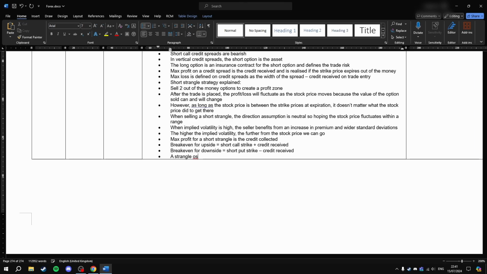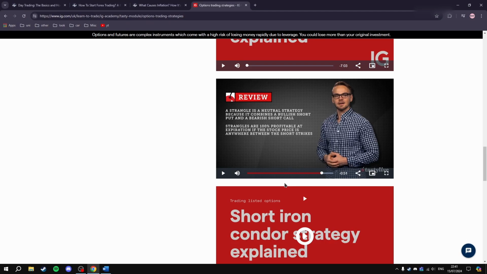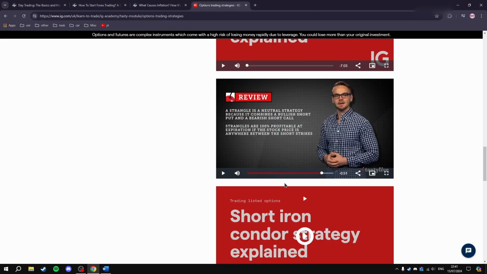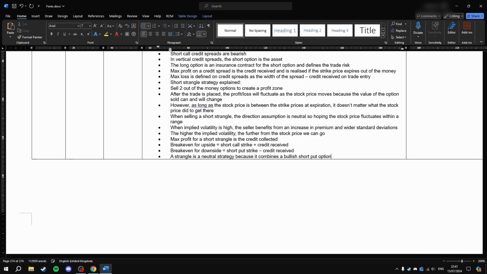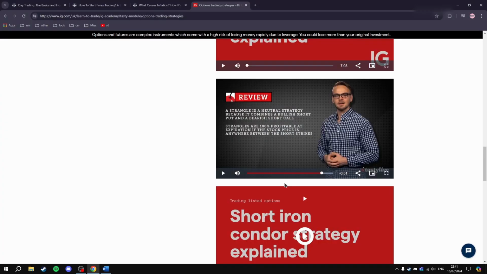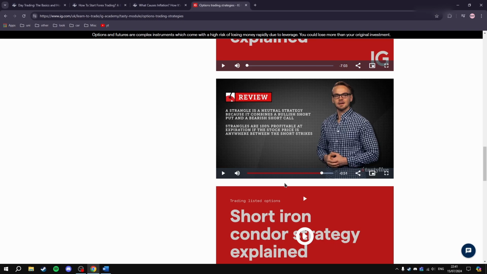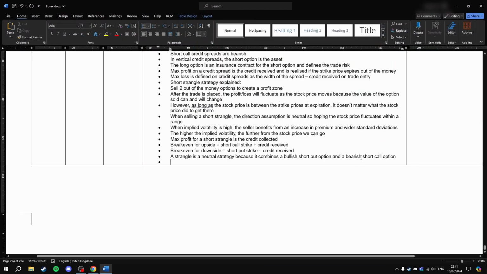A strangle is a neutral strategy because it combines a bullish short put option and a bearish short call option.